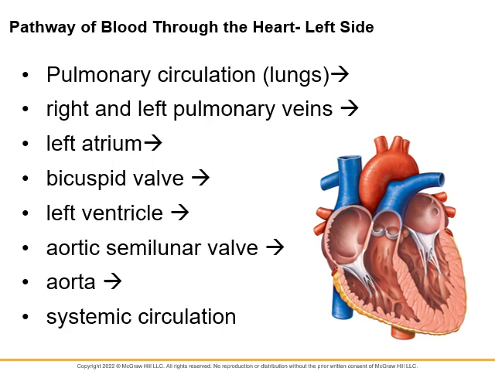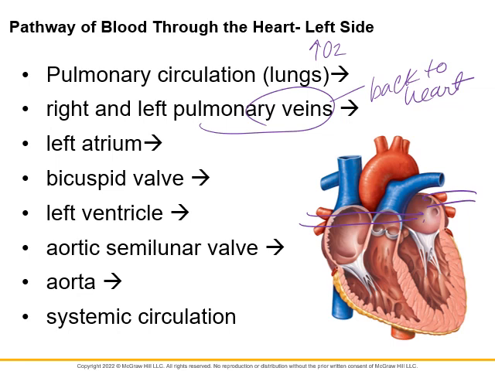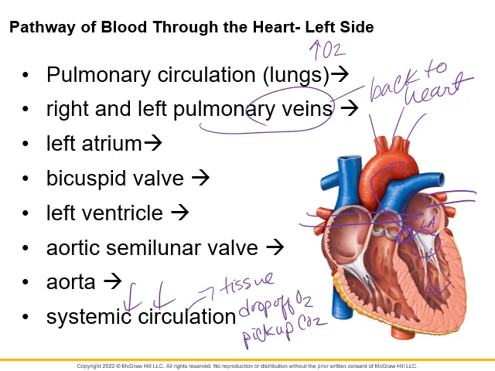Once we've picked up the oxygen, right, so now we've got high oxygen, that travels through the right and left pulmonary veins. Again, why is it veins? Because it's going back to the heart. Now we're in the left atrium. We go through the bicuspid valve. We're in the left ventricle. We travel through the aortic semilunar valve into the aorta. And all of these offshoots from the aorta are going to feed the systemic circulation. What's going to happen when we get to tissue? We're going to drop off the oxygen and we're going to pick up the CO2.